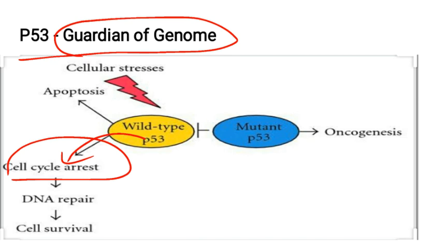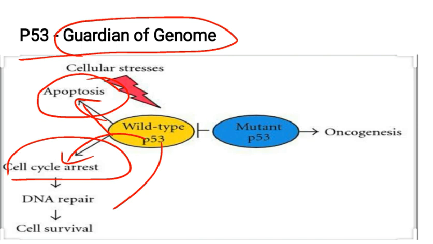In case the damage is very large and there is no use of repairing it, then it will cause the cell to undergo apoptosis. So in this way, this tumor suppressor gene P53 can control the cell division of that particular cell. It can halt the division at any particular stage in order to repair the DNA, or it can also cause the cell to undergo apoptosis.